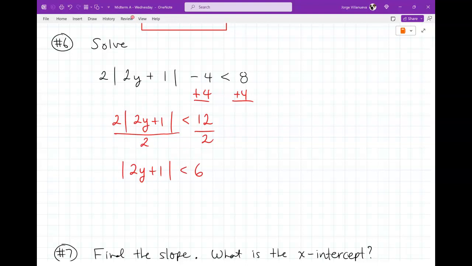Now, at this point, if they were going to make you graph, I would ask you, is this an and or an or problem? How do we know if it's an and or an or problem? Not sure if people remember, but it's dependent on this. Okay? So I'll put this right here. This is and.